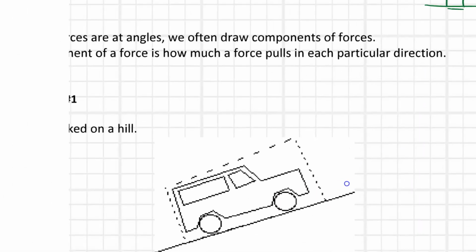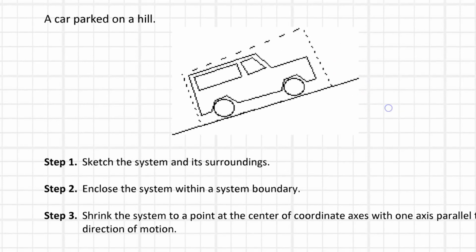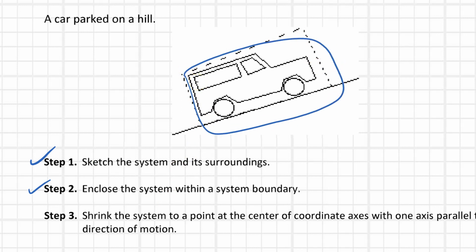Okay, so let's go to our first official example here. There's a car parked on a hill, and we're going to go through these steps. It says sketch the system and its surroundings. Well, that's kind of been done for us. Enclose the system with a system boundary, and that's been done for us too. The reason why we put this box around it is that then it's clear in our mind that we're drawing the forces acting on that car. We're not drawing the forces acting on the ground or on something else. We're just thinking about the forces acting on that car.